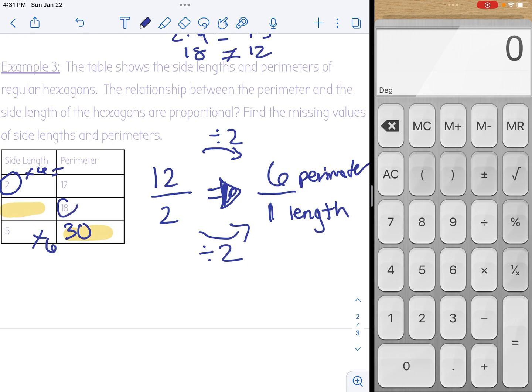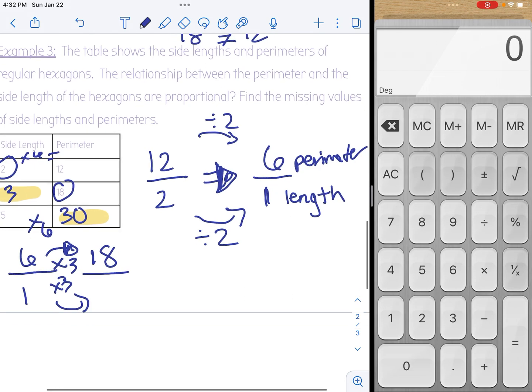And now I know I have a perimeter of 18. So if I started with a perimeter of 6, what did I multiply to get to 18? I would have multiplied by 3. So I know I can say that when my perimeter is 18, my side length is 3. And you can also check now, are these proportional?